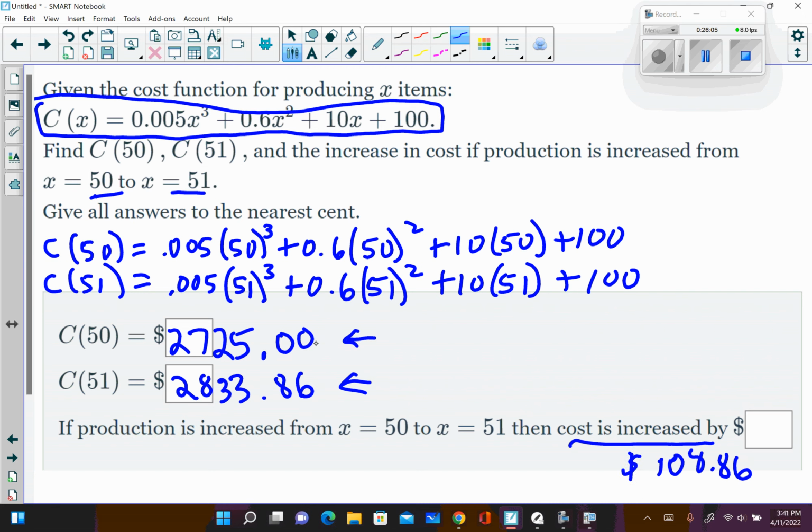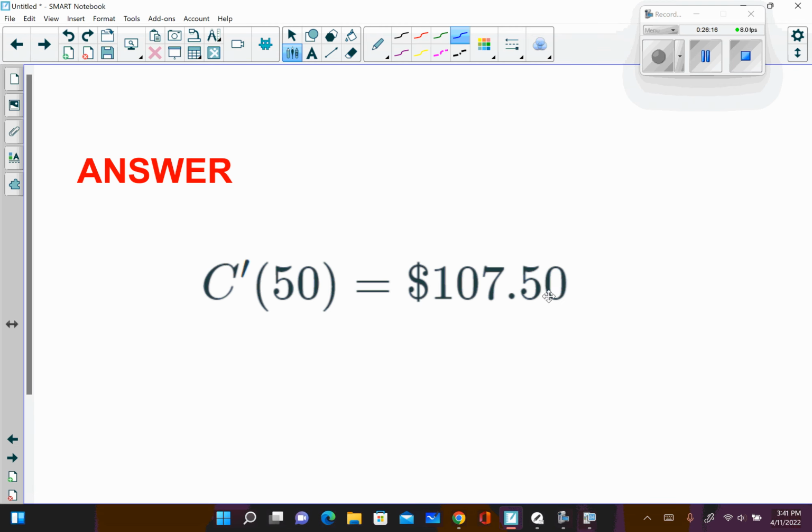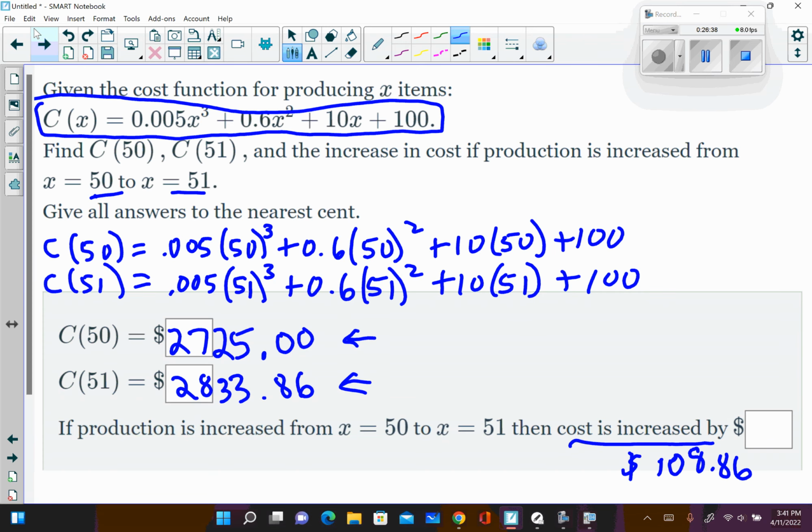Let's just subtract these two answers up here, and that should be close to the marginal cost when X was 50. $108.86. That's pretty close to $107.50. This is showing what marginal cost means. It's how much cost would increase if this was increased a little bit. Another way to say a little bit is to say marginally. That's why it's called marginal cost.